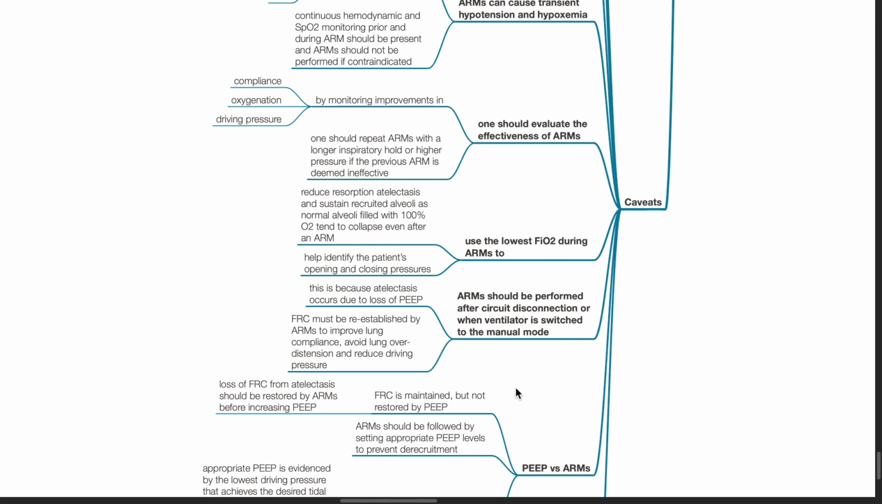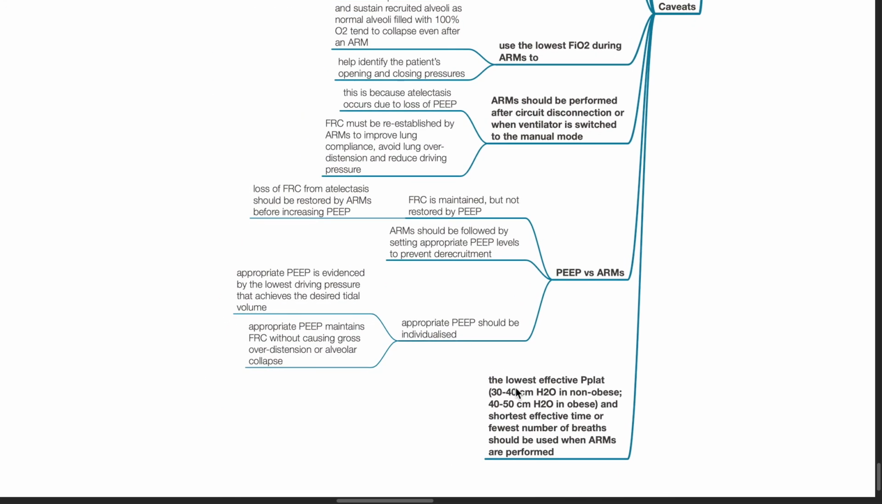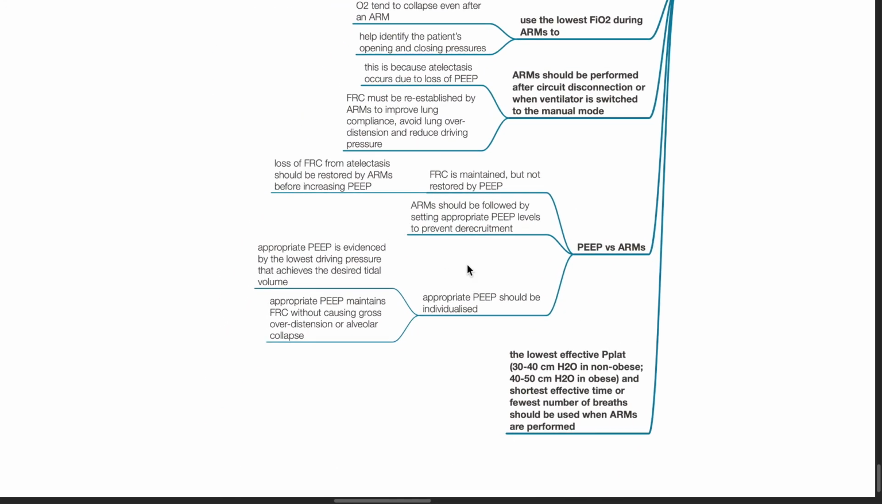FRC must be re-established by alveolar recruitment maneuvers to improve lung compliance, avoid lung over-distension, and reduce driving pressure. PEEP versus ARMs. FRC is maintained but not restored by PEEP. Loss of FRC from atelectasis should be restored by alveolar recruitment maneuvers before increasing PEEP. ARMs should be followed by setting appropriate PEEP levels to prevent de-recruitment.